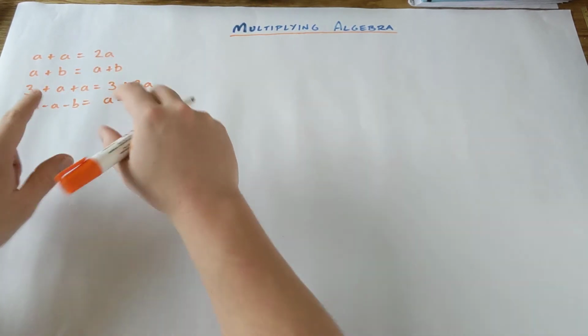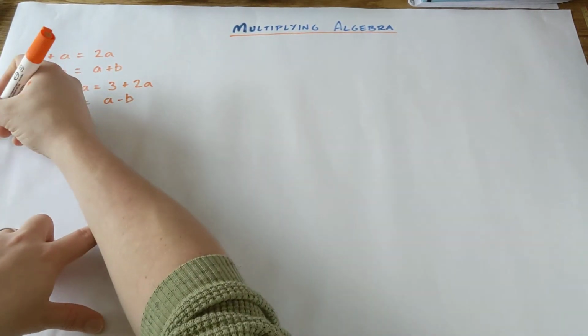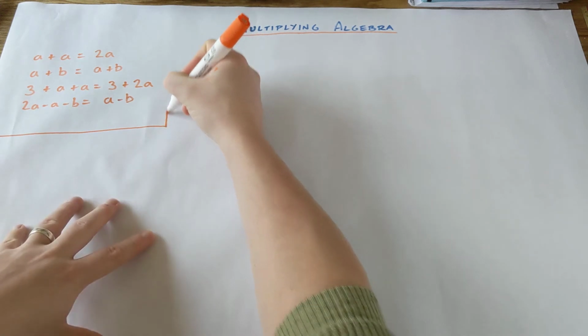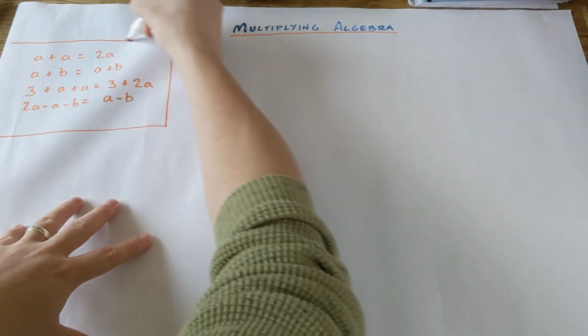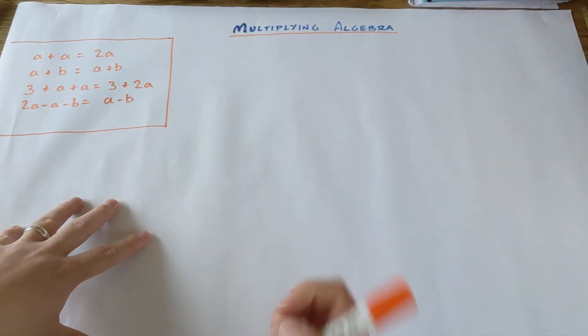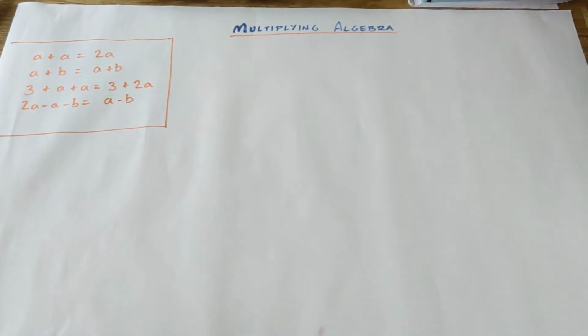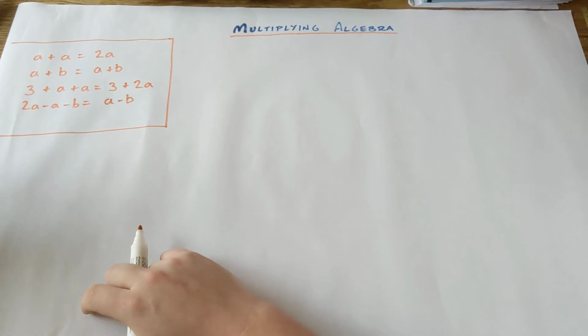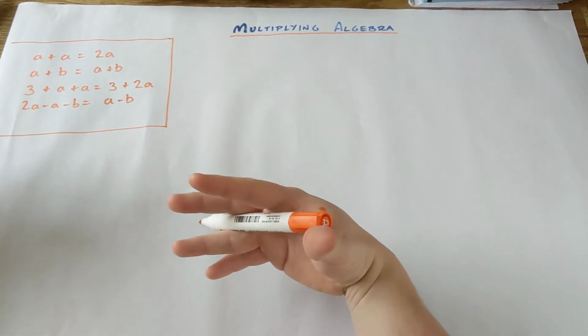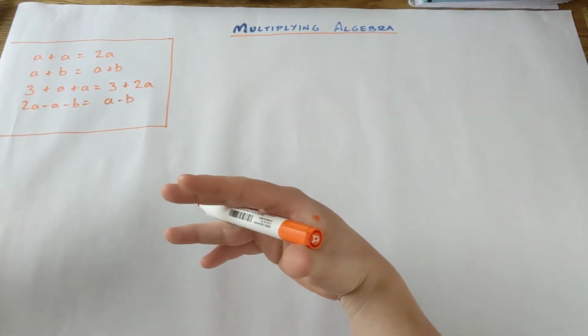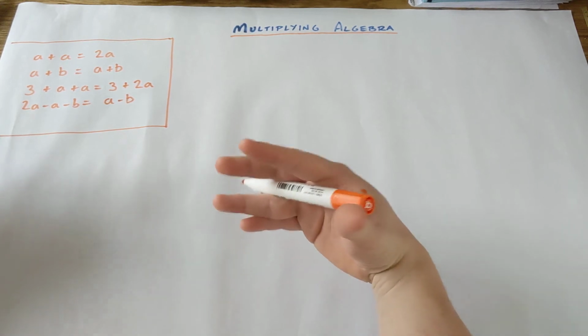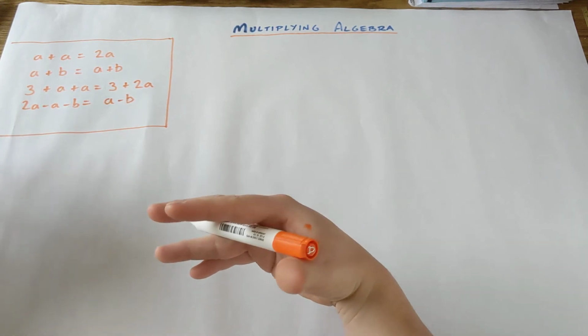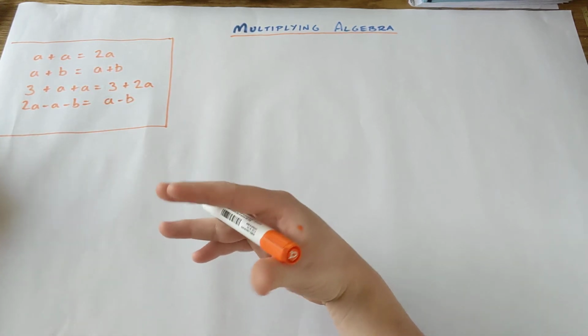Now, these are important rules we need to know and hopefully we can remember. So I'm just going to put those examples in a little box up there. What we'll be focusing on is multiplying algebra, so that should be your title. When we're multiplying them, when we're timesing them together, the rules are a little bit different to adding or taking away and how we can combine things.